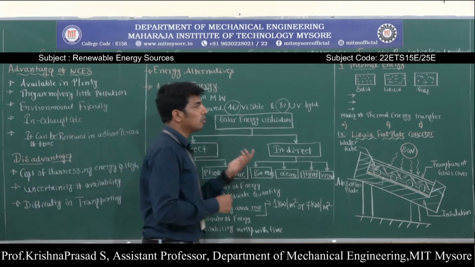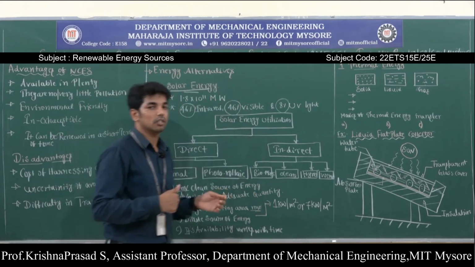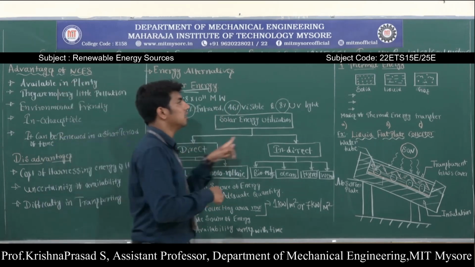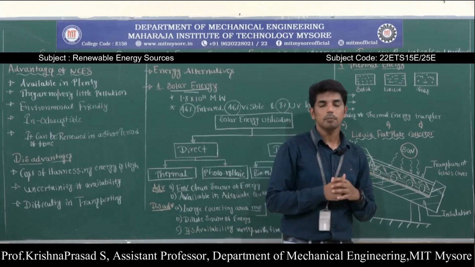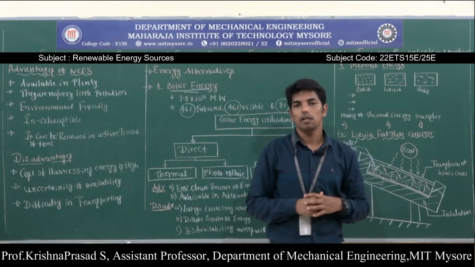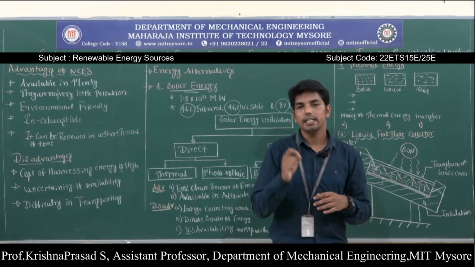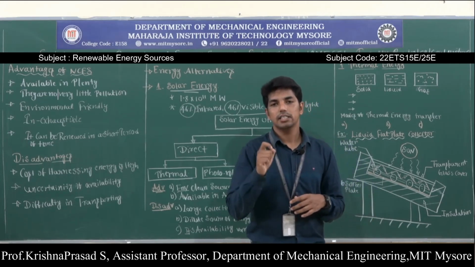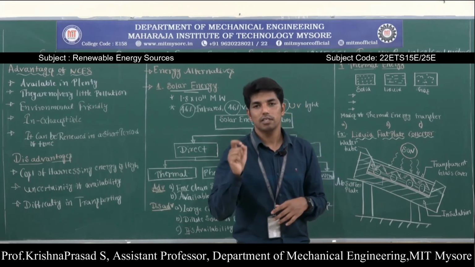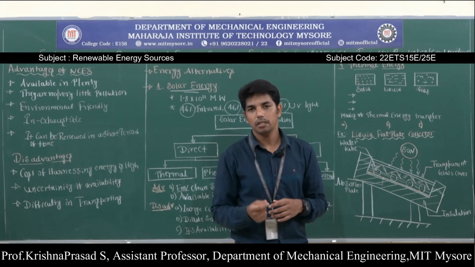Then what are the different solar energy utilizations? That is in the form of direct energy utilization. The very first thing is thermal energy. There are two definitions for thermal energy. The first definition: thermal energy is nothing but the internal energy present in a system in a state of thermodynamic equilibrium by virtue of its temperature. Okay, I repeat.